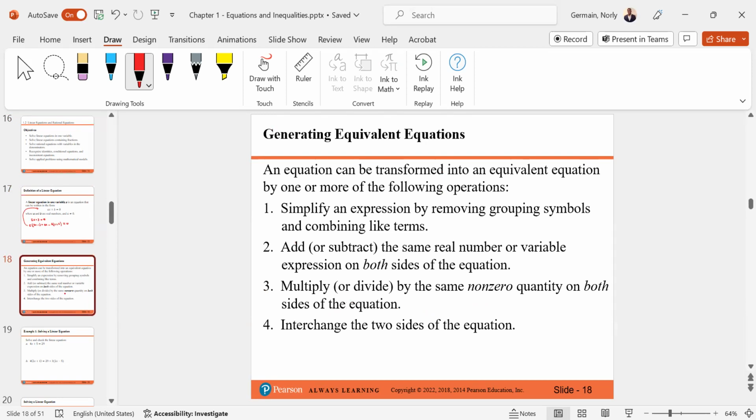For example, if I have 4 times (x minus 2) equal to 2x plus 1. So first of all, I need to distribute: 4x minus 8 equals 2x plus 1. Now, if I subtract 2x from both sides, I'm going to have 4x minus 2x, which gives 2x minus 8, and 2x minus 2x gives 0. So we have 1. If I add 8 to both sides, I'm going to have 2x equal 9. If I divide both sides by 2, we're going to have x equal 9 over 2.